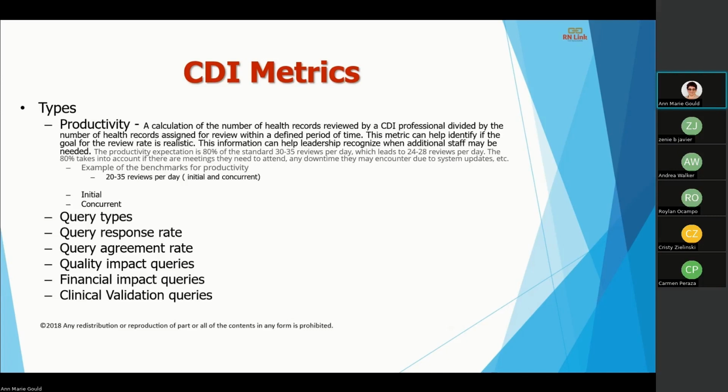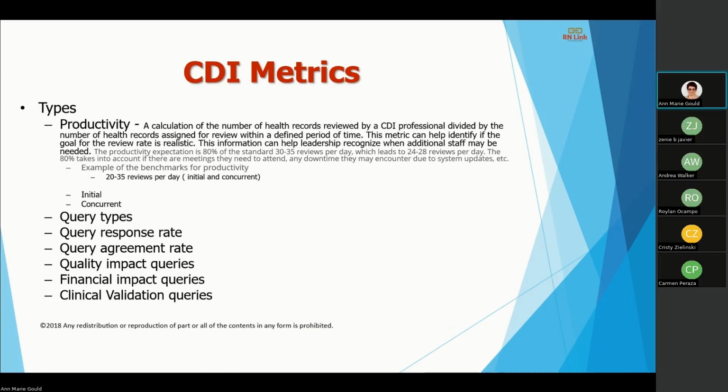The other metrics you'll see are query types, usually if it's a quality impact, financial, or clinical validation query that you send. Query response rate and agreement rate, I know a lot of the CDI programs have that as well. Usually the response and agreement rate is over 90%. That's one of the benchmarks I've seen out there, when it comes to sending queries.